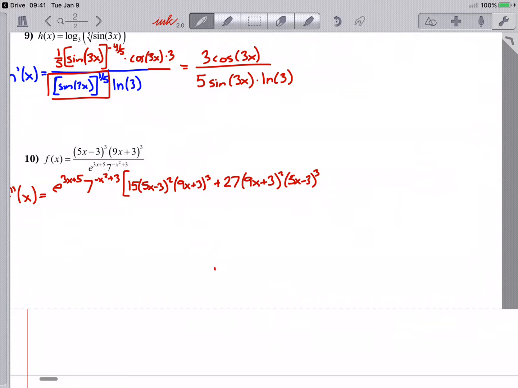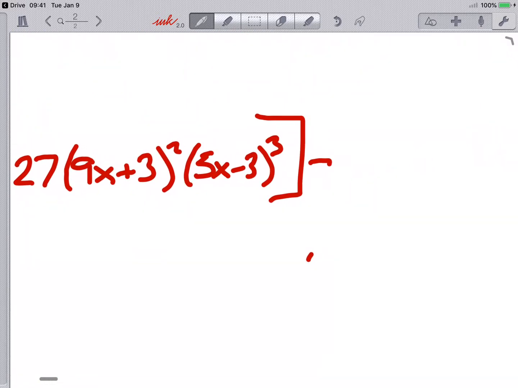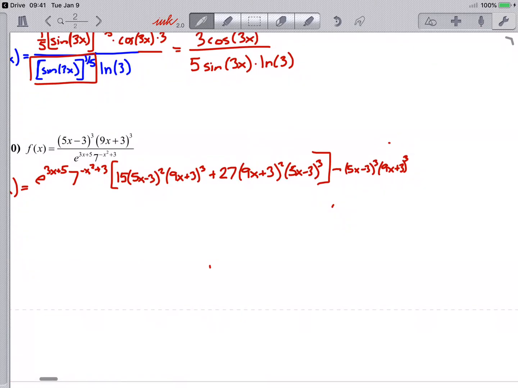Did I leave myself enough room? Who knows? So that is low d high. Now I need to do minus high d low. Let's see if I can remember what I had. I had 5x minus 3 cubed and 9x plus 3 cubed on top. So minus high, derivative of the bottom.